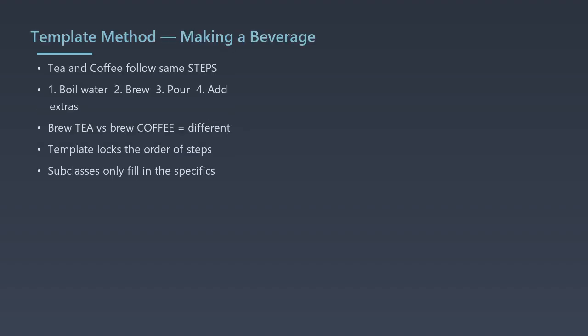Making tea and making coffee, surprisingly similar. Step 1, boil water. Step 2, brew, but tea means steeping a tea bag, coffee means dripping through a filter. Step 3, pour into cup. Step 4, add extras: lemon for tea, milk for coffee. The overall recipe is the same, the template. Only specific steps differ. Template method says, define the skeleton of the algorithm in a base class, lock the order, and let subclasses override only the steps that vary. The structure stays fixed. Only the details change.